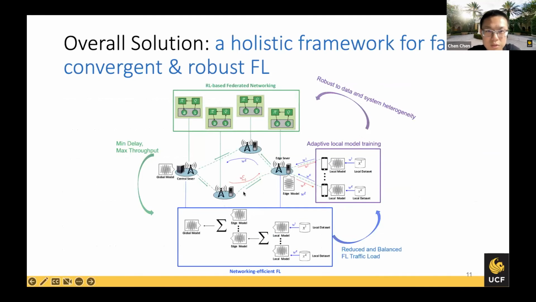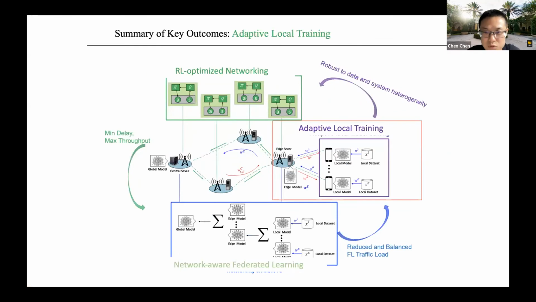So the overall solution is that we provide a holistic framework for fast convergence and robust federated learning. There are two pillars for this project, and they are interconnected. One is the reinforcement learning-based federated networking, and the second is the network-efficient federated learning, how we are able to do federated learning in a communication-efficient way. And the third one is the adaptive local model training, how we are able to cope with system heterogeneity in this collaborative training scenario. My focus was on the third one, the adaptive local training.